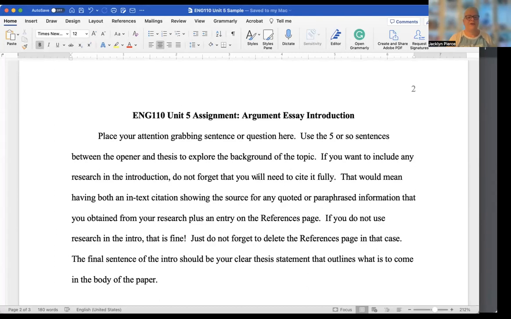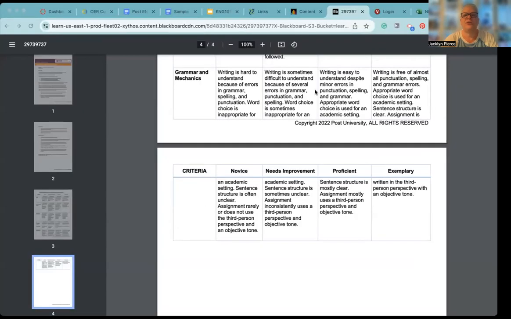Then we have the thesis. The final sentence of the intro should be your clear thesis statement that outlines what is to come in the body of the paper. So if you follow these directions and the directions in the assignment sheet, you are going to write a beautiful introduction. And I am looking forward to seeing those.